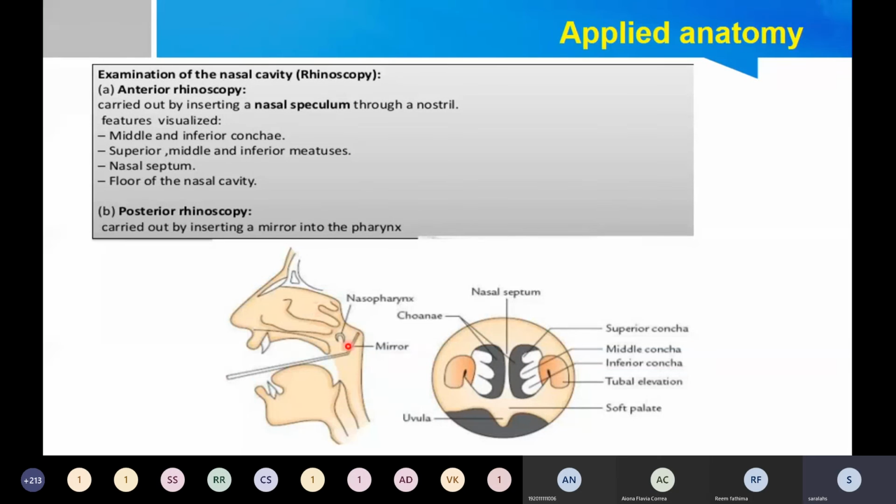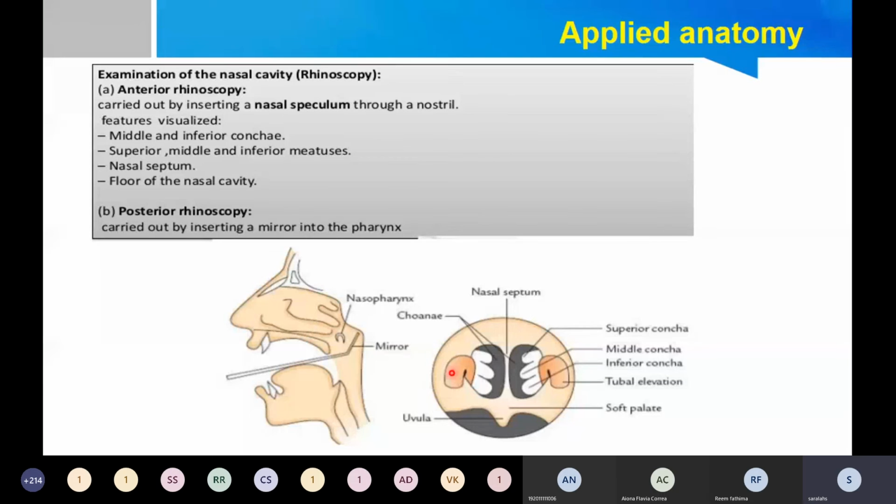This is posterior actually, they have shown, see there, through the mouth. If you introduce a scope with a mirror, that's called the posterior rhinoscope. And through the anterior part, if you examine the nose through the nostrils, that is called the anterior rhinoscope. Posteriorly, the mirror is inserted into the nasopharynx area. The posterior part is better visualized. That's the place where you find all your meatus, so it is more important.